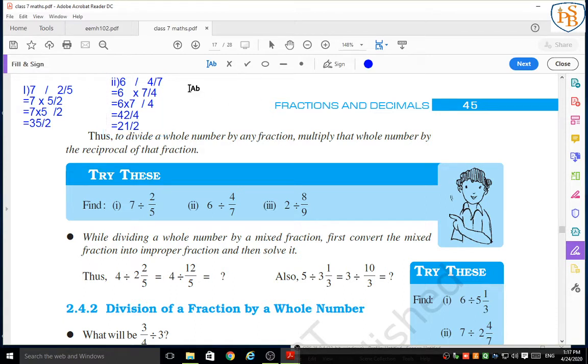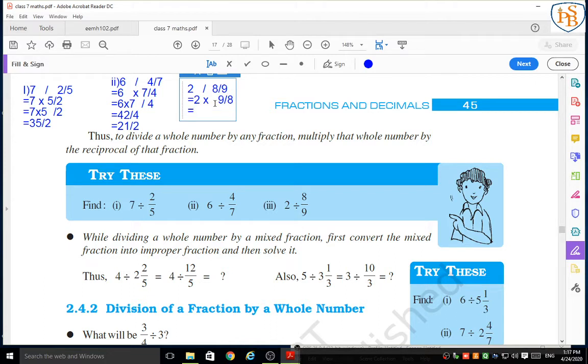Okay, the next question is 2 divided by 8 upon 9. We write the whole number again as given in the question. Instead of division we write multiplication, and the given fraction is 8 upon 9, and we write the reciprocal of the given fraction.